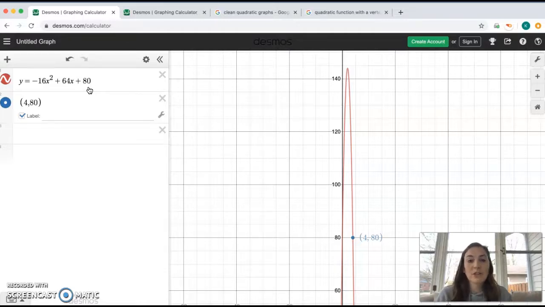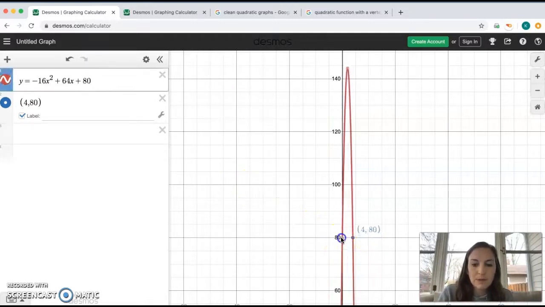Quadratic functions always make a perfect U. It's always going to be symmetrical. I could take that U, fold it in half, and each side's going to be even. So looking at this graph, we knew our y-intercept was at (0, 80).